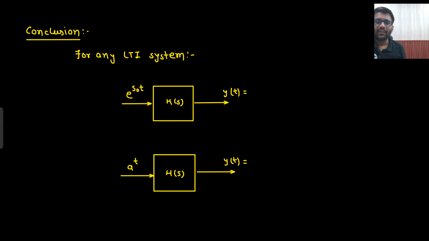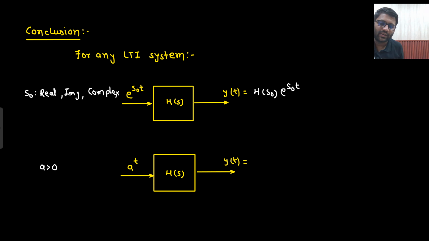All fine? So what is the conclusion? Till this point, whatever we have studied, we are writing down as a conclusion. So the conclusion is y(t) would be equal to H(s naught) e to the power s naught t, where s naught could be anything. It could be real, it could be imaginary, or it could be complex. But here what will be the condition on A? That it should be greater than 0. And the other thing is this A can be written as e to the power ln A t. That means s naught and ln A.